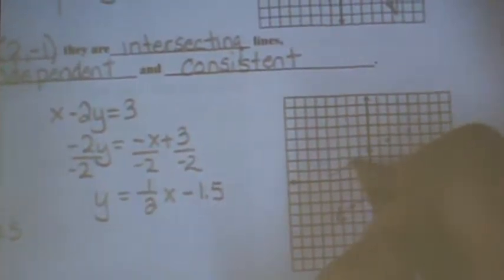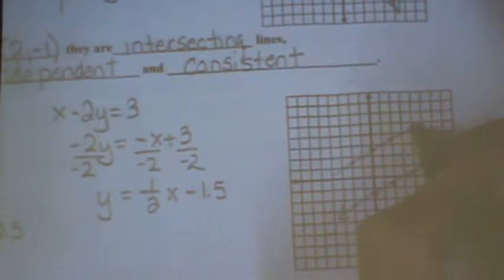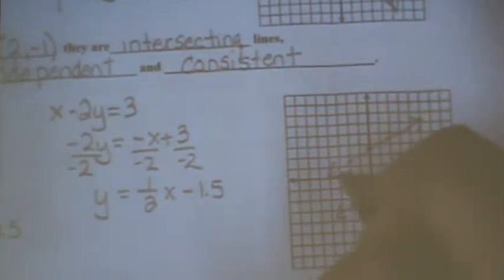It's up 1 over 2. So how would you describe these two lines? When will they hit? Never. These two lines are parallel. They will never hit, there is no solution. There is no solution. They are parallel.